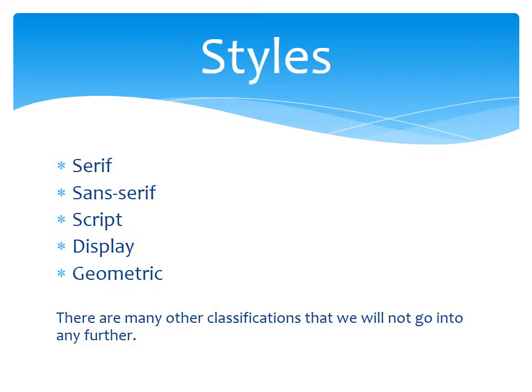There are 5 different styles that I'm going to go over with you. They could also be called classifications or families. I'm going to use the term style. Those 5 are serif, sans serif, script, display, and geometric. There are a ton of other classifications, but these are probably the 5 most common, so we're going to stick with those for right now.